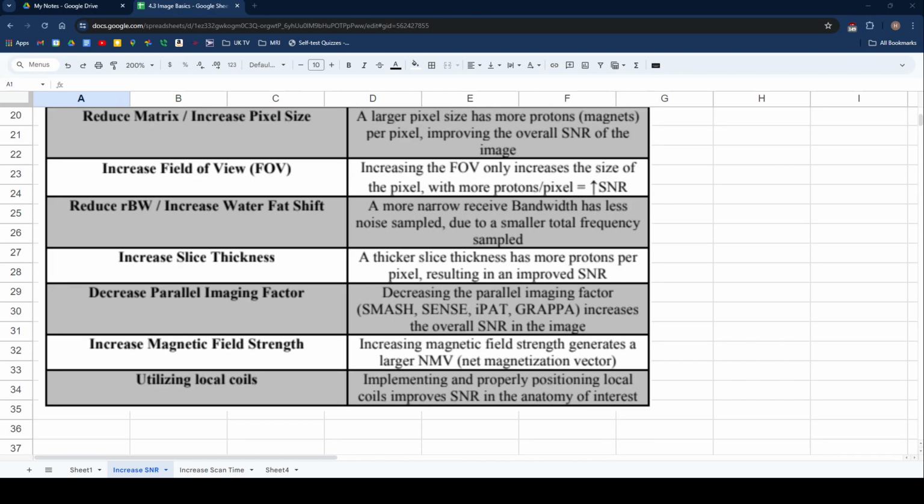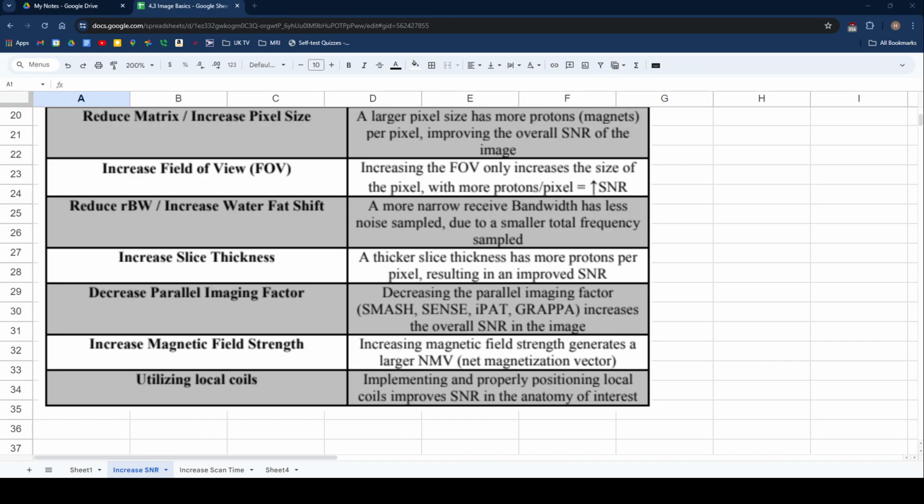Increasing your field of view only increases the size of the pixel, with more protons per pixel. Reducing the bandwidth or increasing water-fat shift: a more narrow receiver bandwidth has less noise sampled due to a smaller total frequency sampled. Increasing slice thickness will increase SNR because there's more protons per pixel.